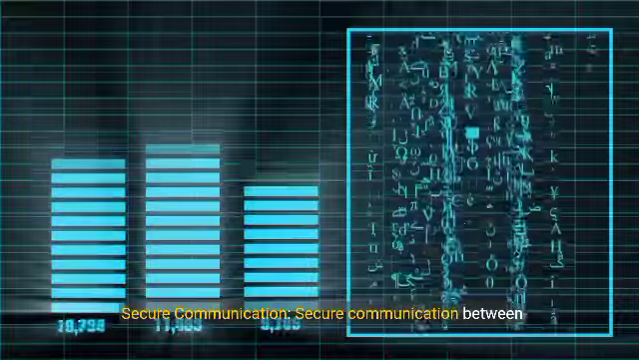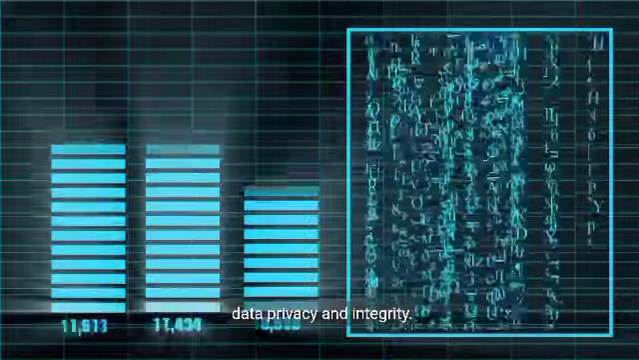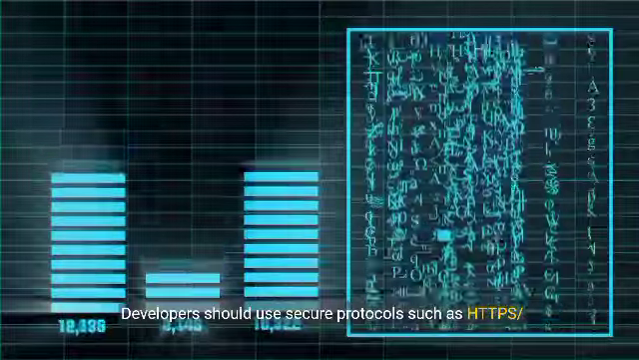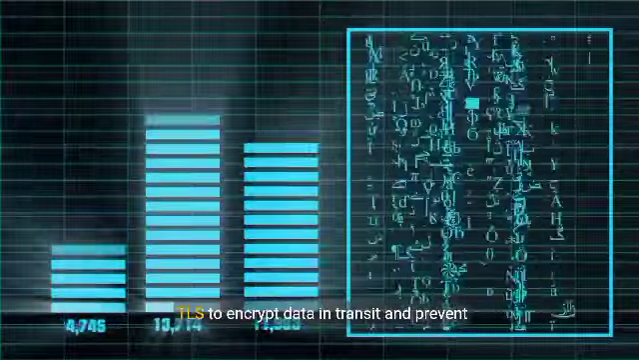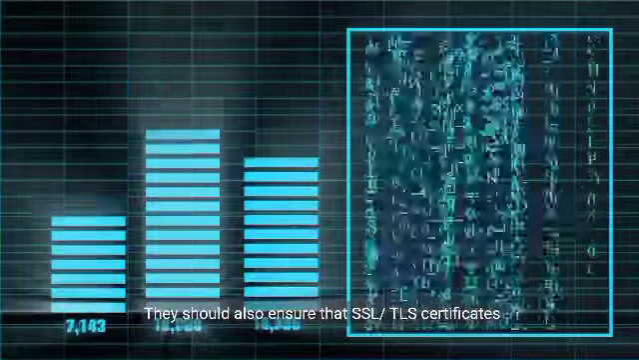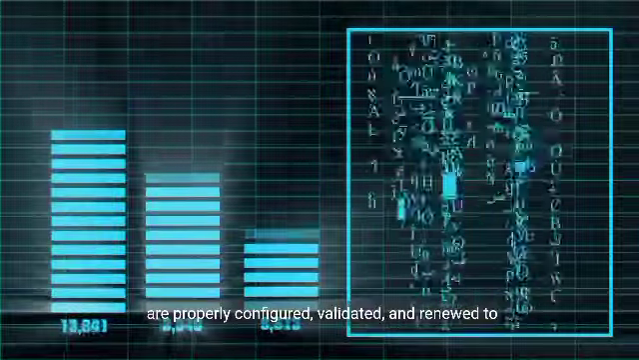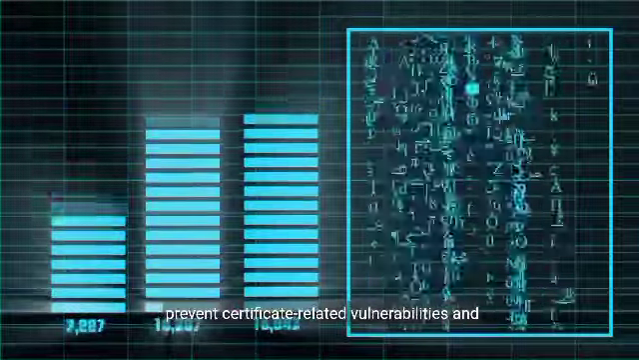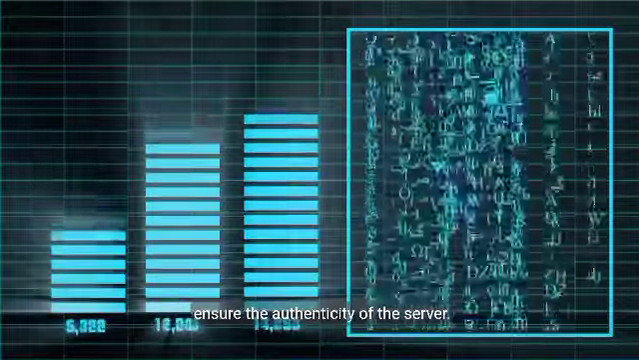Secure communication. Secure communication between clients and servers is critical for protecting data privacy and integrity. Developers should use secure protocols such as HTTPS TLS to encrypt data in transit and prevent eavesdropping, tampering, and man-in-the-middle attacks. They should also ensure that SSL TLS certificates are properly configured, validated, and renewed to prevent certificate-related vulnerabilities and ensure the authenticity of the server.